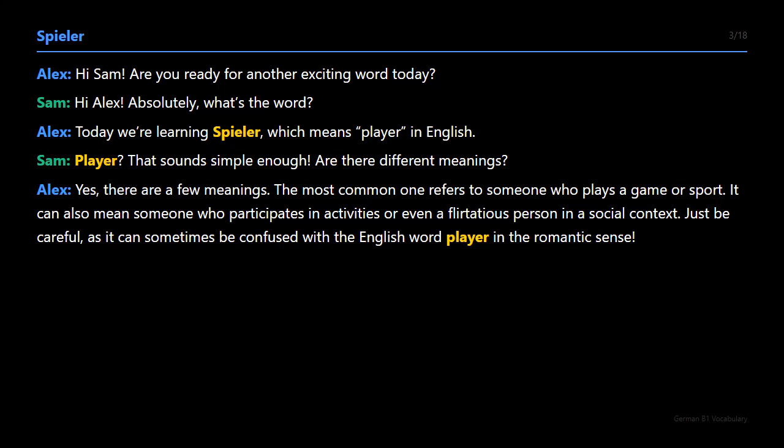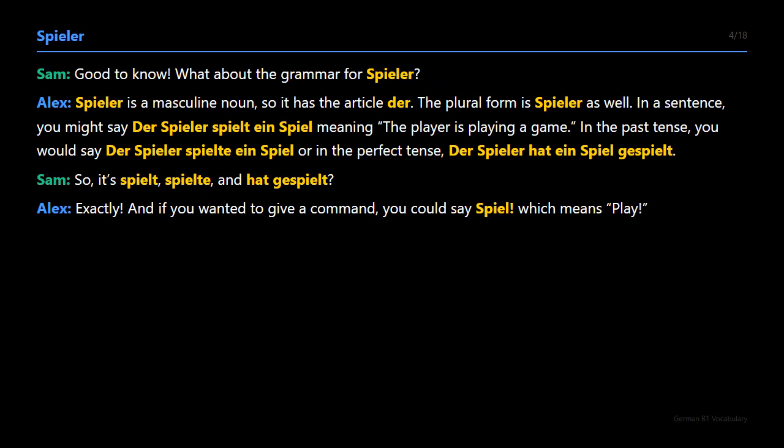Good to know. What about the grammar for Spieler? Spieler is a masculine noun, so it has the article der. The plural form is Spieler as well. In a sentence, you might say, der Spieler spielt ein Spiel, meaning the player is playing a game.